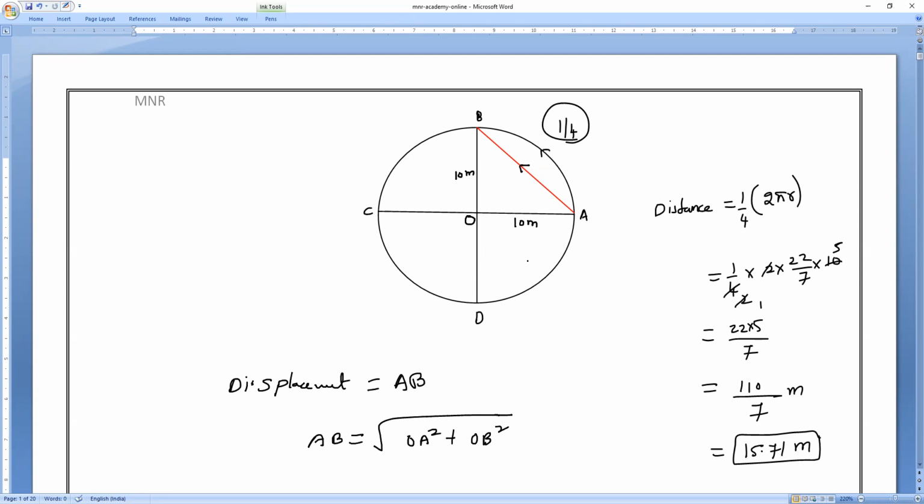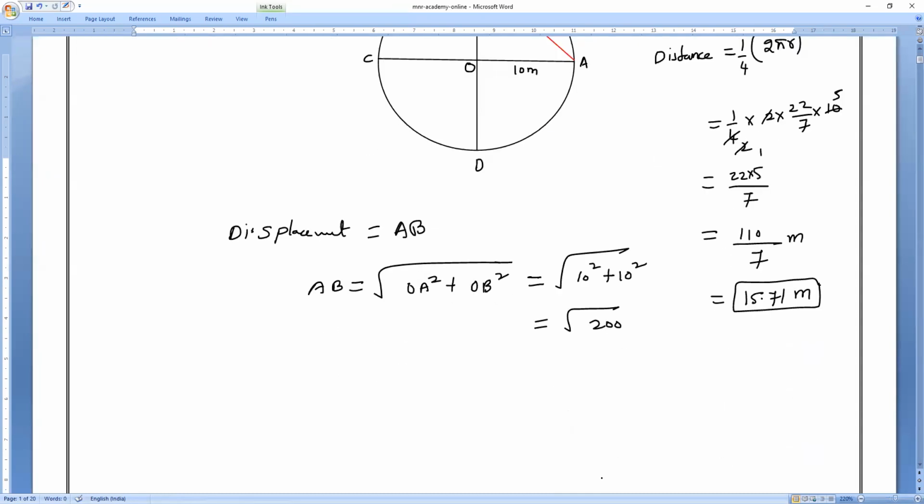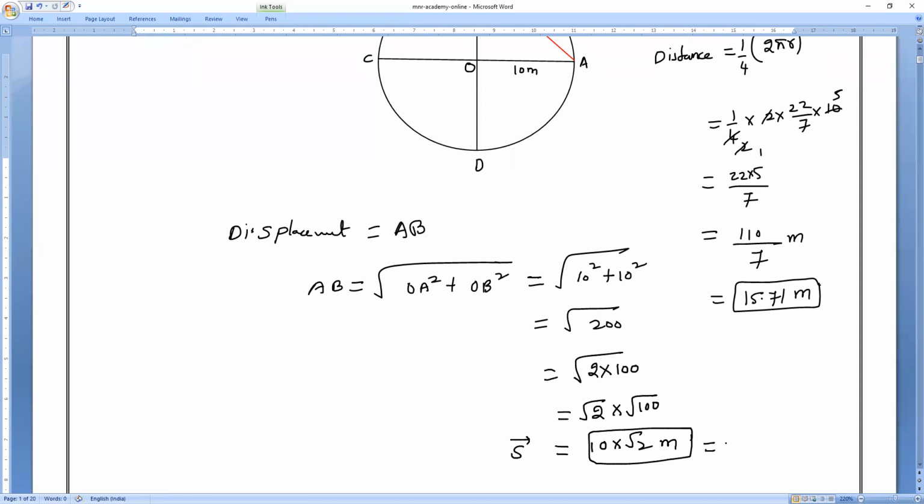So it is equal to root of 10 square plus 10 square, which is equal to root of 200. Clear? Understood or not? So root of 200, I can write as root of 2 into 100, which I can write as root 2 into root 100. Root 100 is equal to 10. So 10 into root 2. That is the answer. Displacement is equal to 10 root 2 meters.